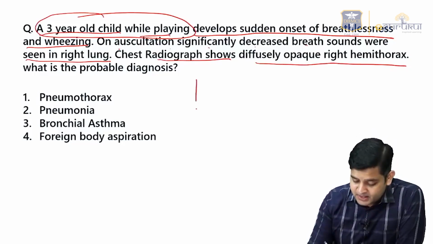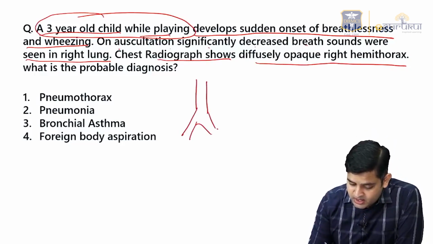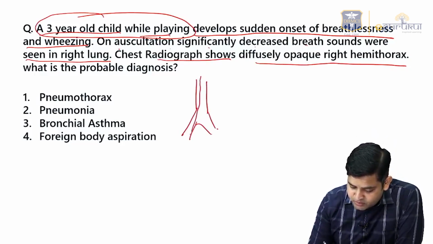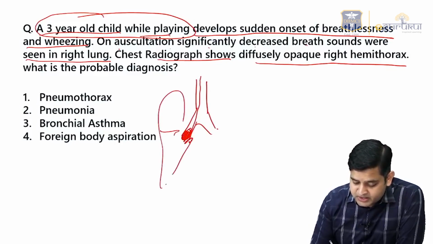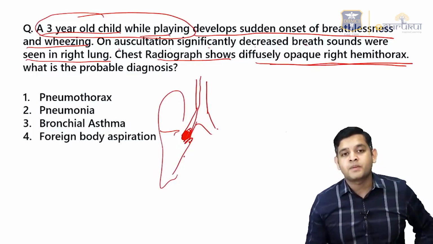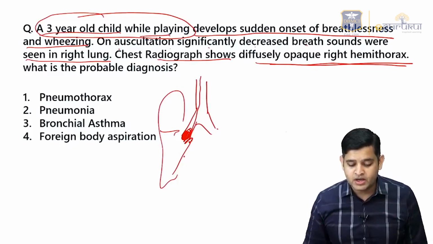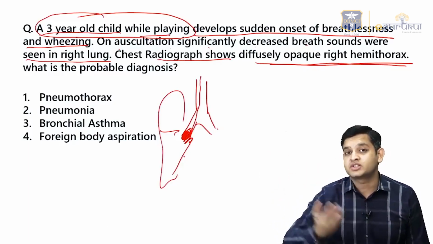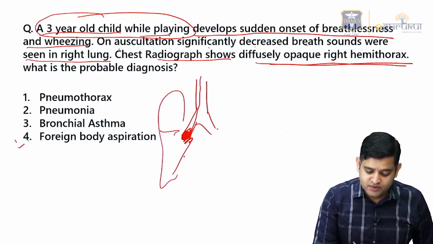Now what has happened is, this is the trachea, this is the bronchus. The child has ingested a foreign body, and this foreign body has blocked the bronchus, as a result of which there is an obstructive collapse of the right lung. Because of the obstructive collapse, there is an opaque hemithorax. The breath sounds were reduced because the air is not going there. So this is a case of foreign body aspiration.